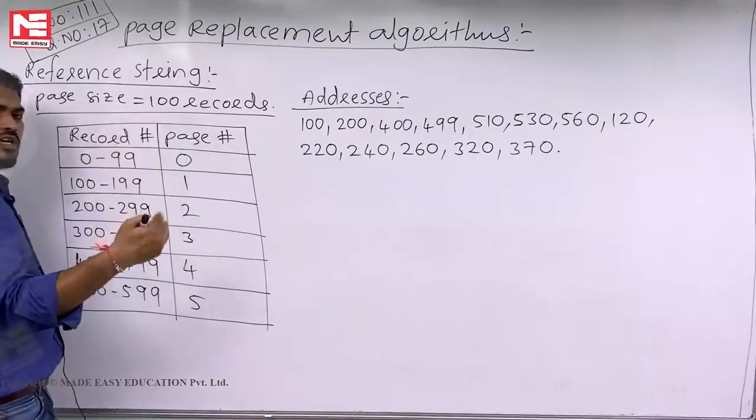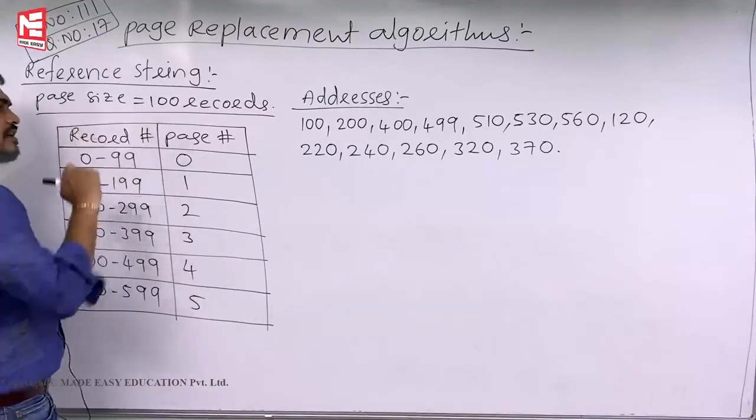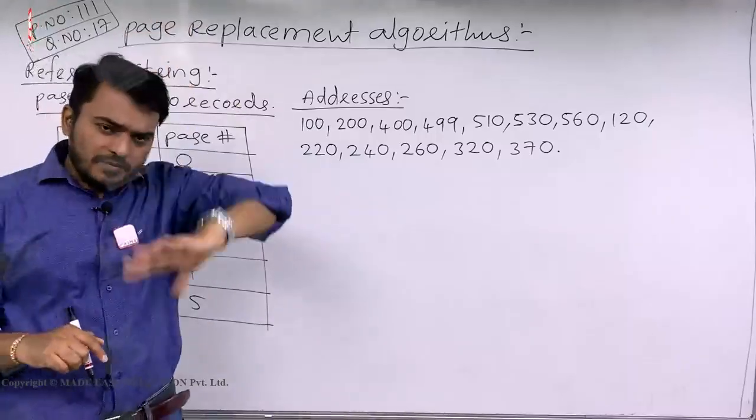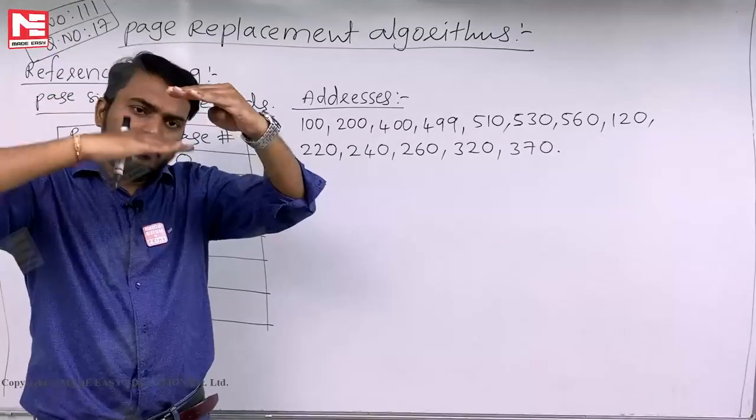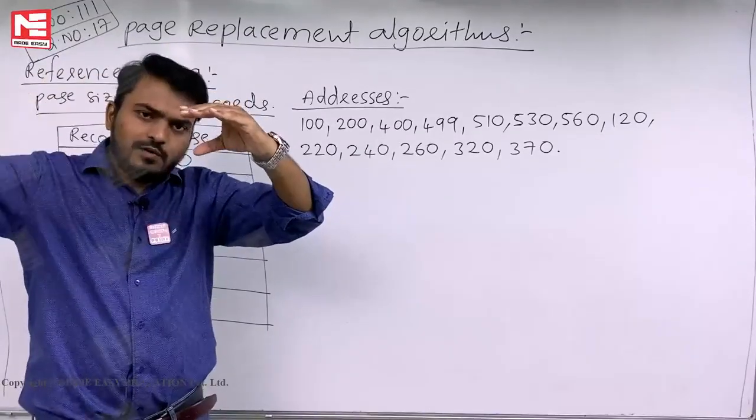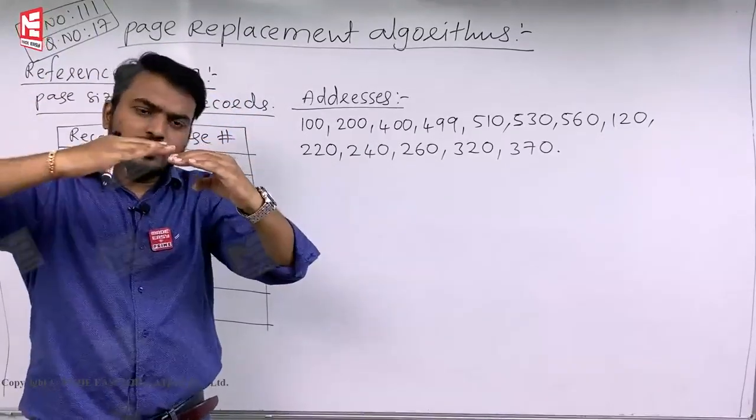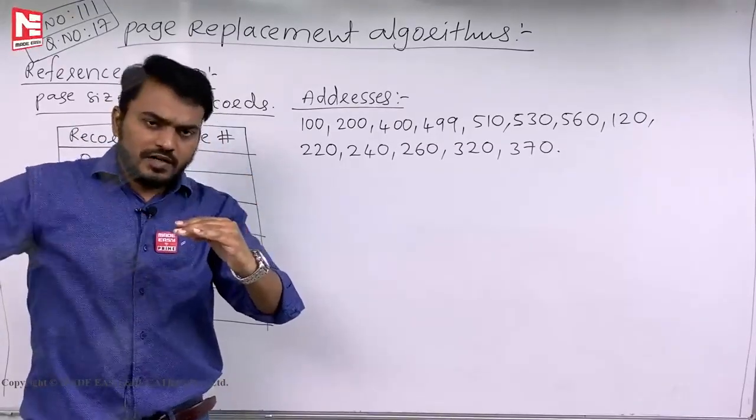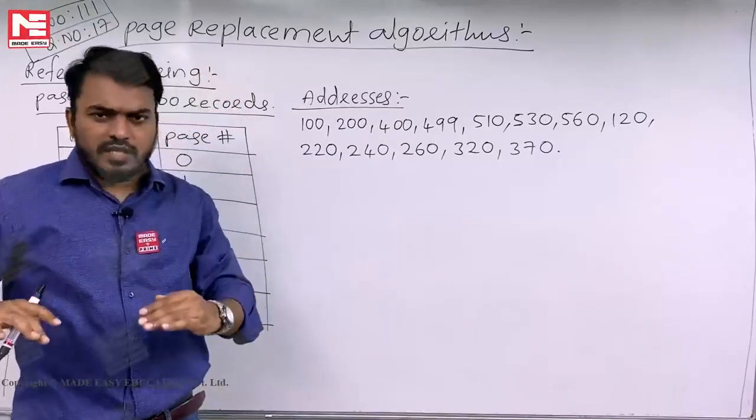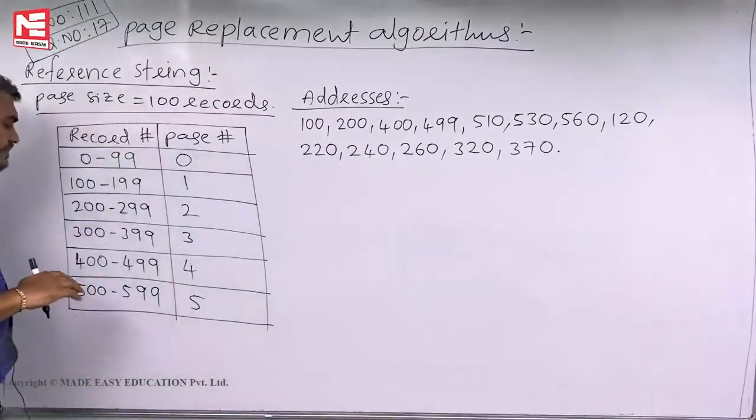Records are represented like this. So every page is having 100 records. This means, within the program or process, 0 to 99 will be in page number 0, and the next 100 to 199 will be in page number 1, 200 to 299 in page number 2. So it gets divided like this, right? So that is the meaning of this.